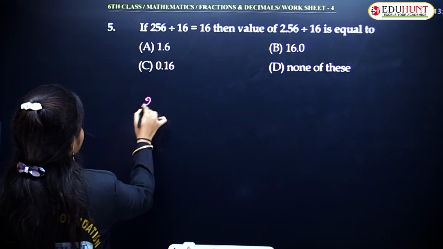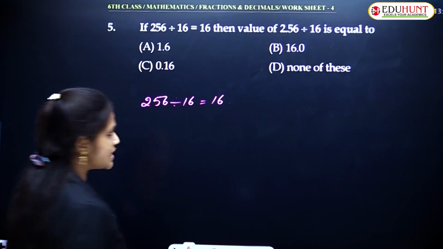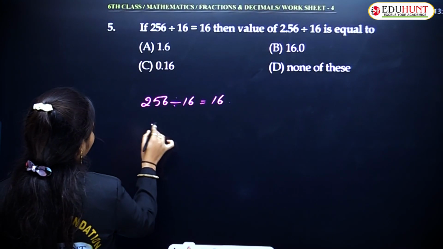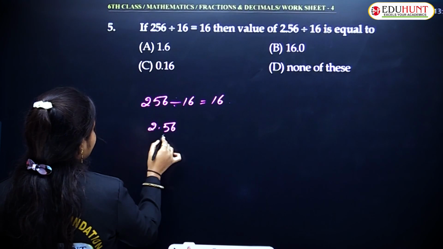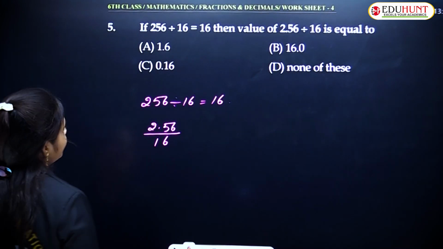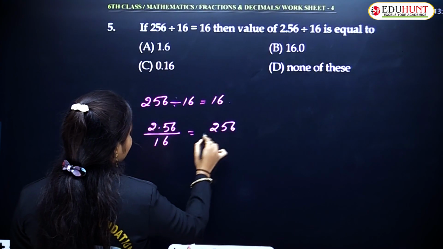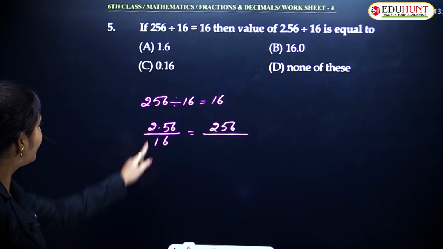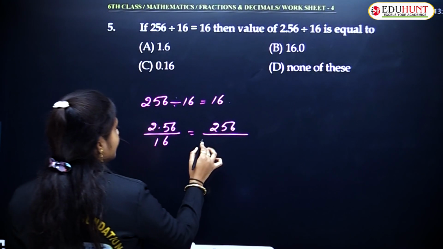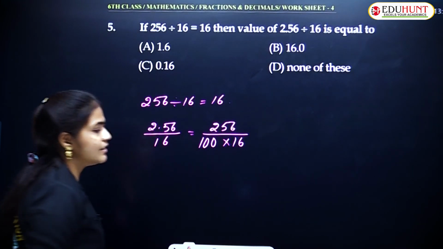Here 256 divided by 16 is equal to 16. 16 sixteens are 256 only, no? So satisfying. Next, we need to find the value of 2.56 by 16. So children, we can write this as 256 by, point after how many digits? 2 digits. So that's why 256 by 100 into 16.